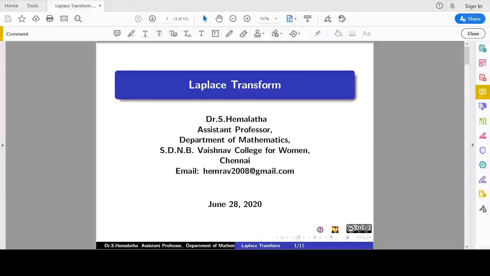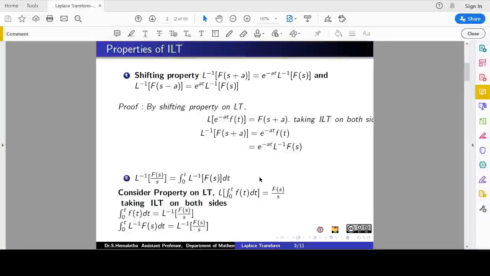Welcome. So we move on to further learning in inverse Laplace transforms. Before we go ahead with more problems in partial fractions, we need more properties for inverse. So we'll get into the properties. Again, we have the shifting properties. Just look into this shifting property.